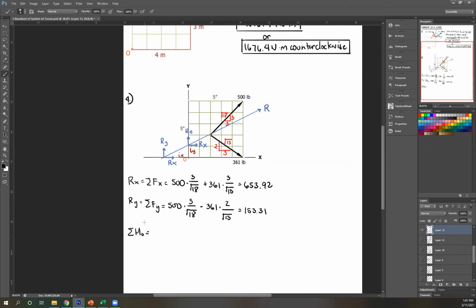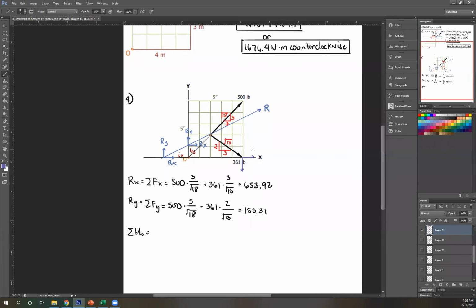Now, if you've noticed, right, 500, if I extended that line of action, you're going to see that it's going to hit O. Therefore, moment of this 500-pound force about O would be 0. So I'm not going to consider that anymore. So I'm just going to consider this. And once again, remember to get your moment about a point, you can use components. I'm going to put my component here.